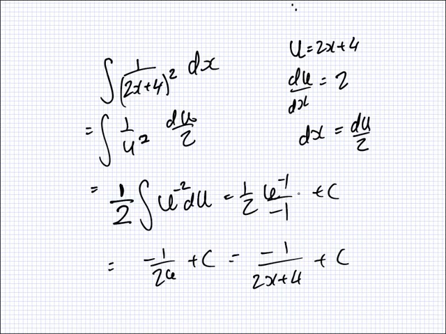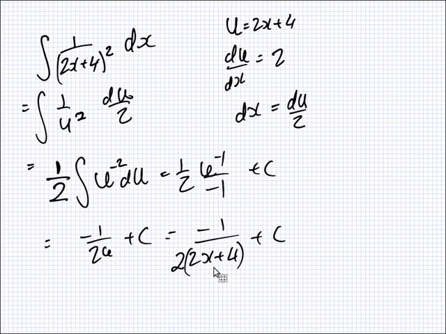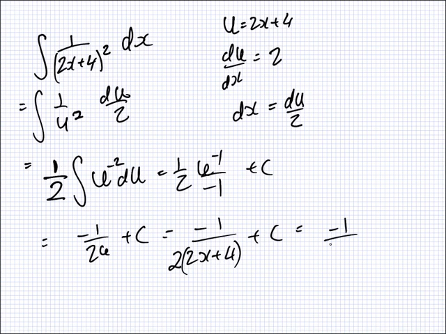No, it's 2 times 2. What did I screw up? So it's 4x plus 8. Oh, sorry, I left out my 2. Thank you. So that's equal to minus 1 over 4x plus 8 plus c. Ah! I left my 2 out in my answer. I was way off in my answer.